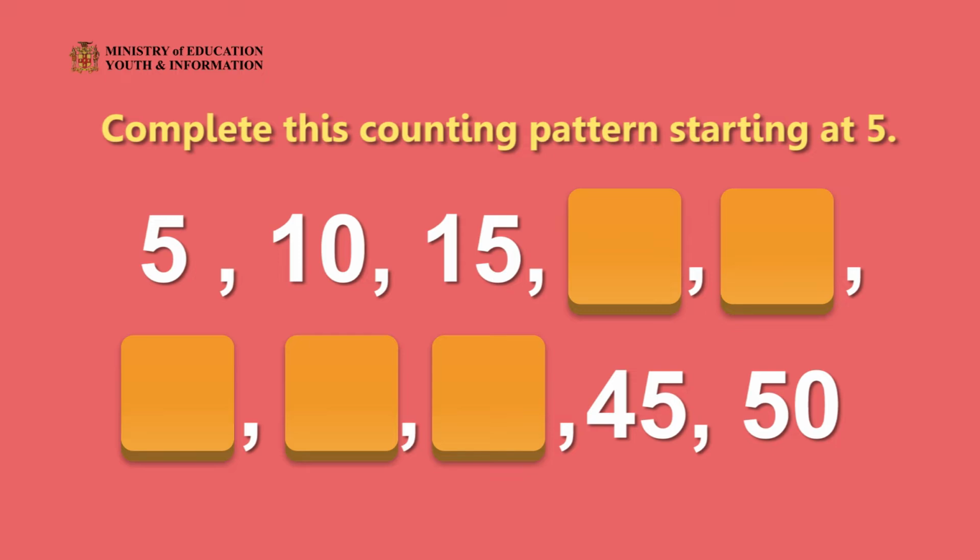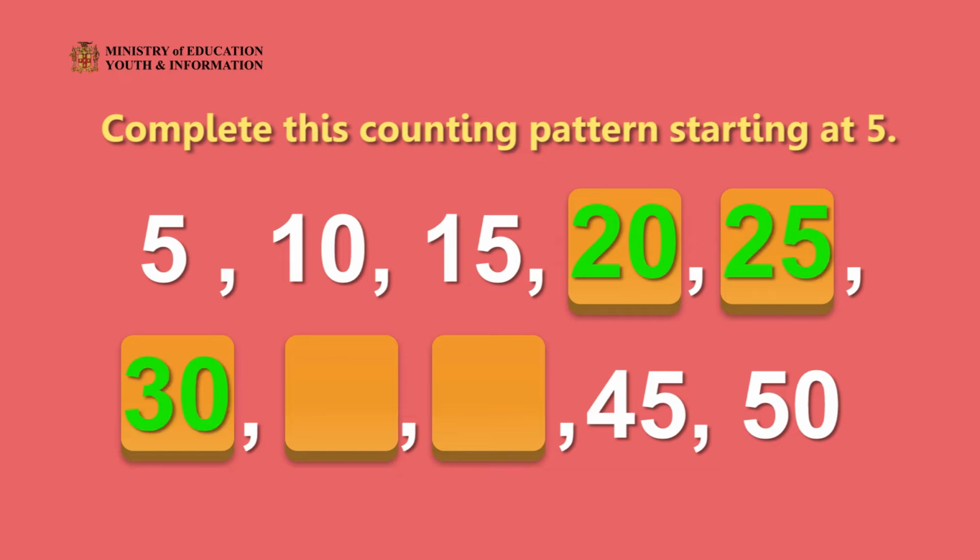Great observation! If you said we are skip counting by 5, that is correct. What are the numbers that should be in the boxes in order to complete this counting pattern? Excellent effort, boys and girls. If you said 20, 25, 30, 35, 40 are the numbers which complete this counting pattern, you did well.